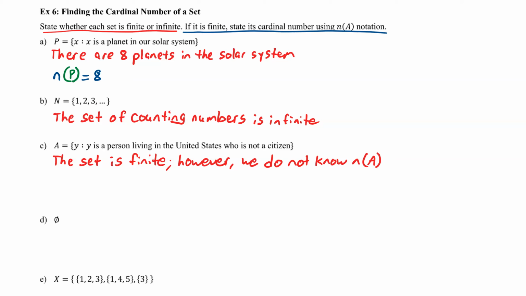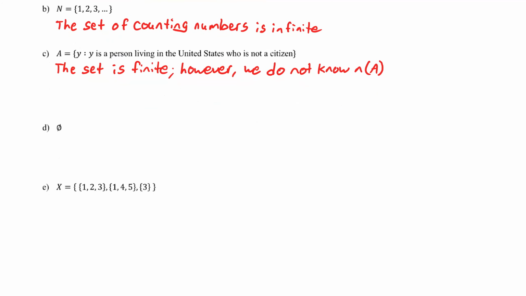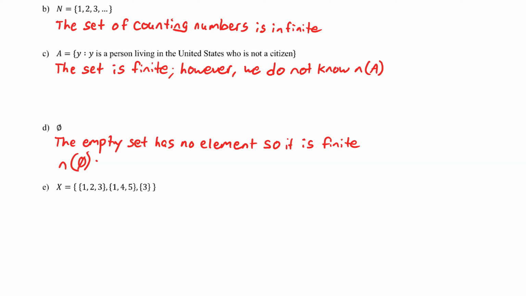Part D is the empty set, and we said the empty set has no elements. And so because it has no elements, it is considered finite. Because if you have nothing, then you have 0. So the cardinal number of the empty set is just 0.